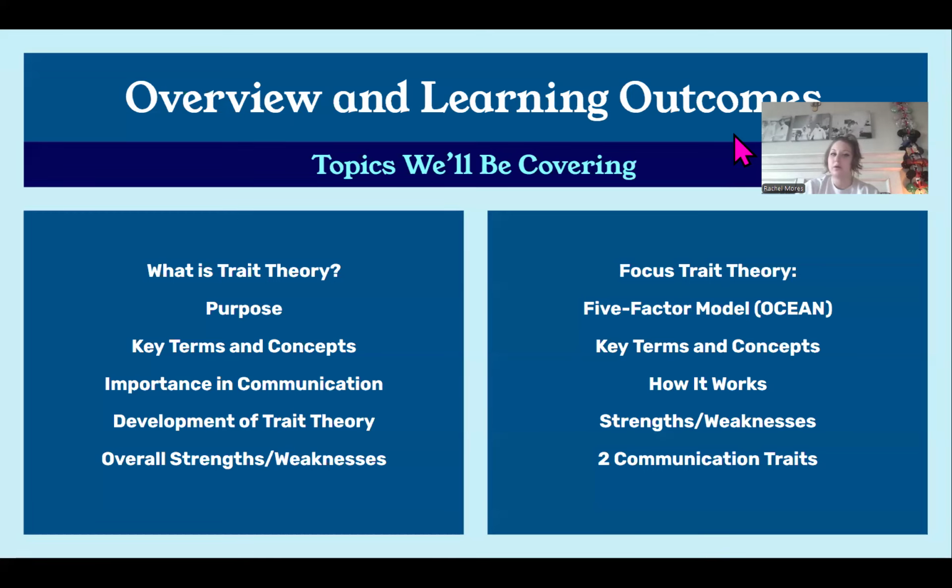Here is our overview and our learning outcomes. We're going to be talking about what is trait theory? What is the purpose of it? The key terms and concepts, the importance in communication, the development of trait theory, the overall strengths and weaknesses of it. And then when we focus on our trait theory, we're going to be looking at the five-factor model, which is also called Ocean, the key terms and concepts, how it works, those strengths and weaknesses, and two communication traits.